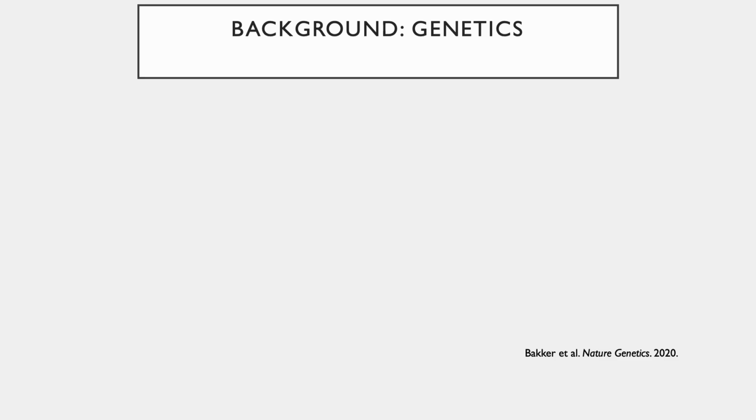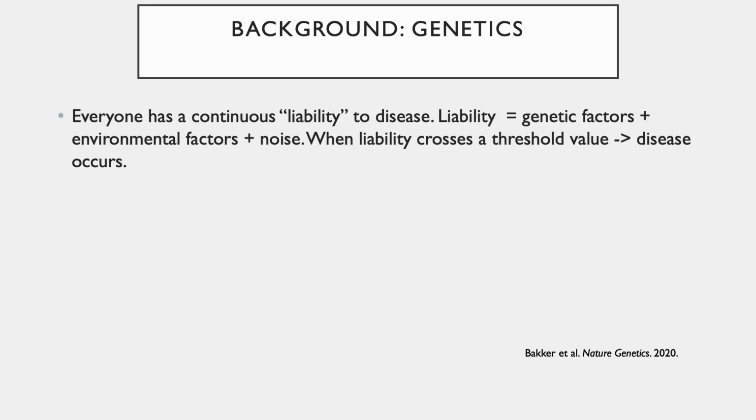I want to give you some background on genetics as well. So one concept that I want to talk about is liability. Every single person has a liability for every single binary phenotype or disease. You can think of it as a number. And when this number crosses a threshold value, you get the disease. And a liability is the sum of genetic factors, environmental factors, and noise.